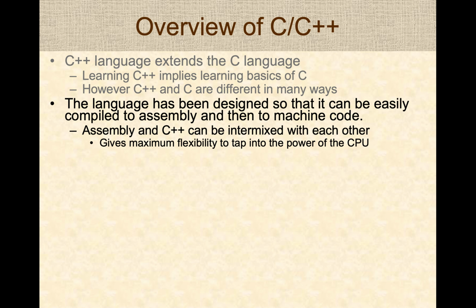The C++ language has been designed so that it can be easily compiled to assembly and then run on machine code. So C++ programs are designed to directly run on native hardware. Assembly and C++ can be intermixed with each other, and this gives maximum flexibility to tap into the power of the CPU, and that was one of the primary design motivations of C++, to enable the most efficient operation of programs on modern CPUs.